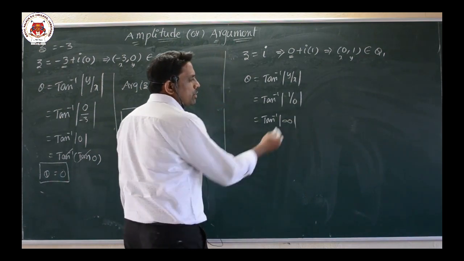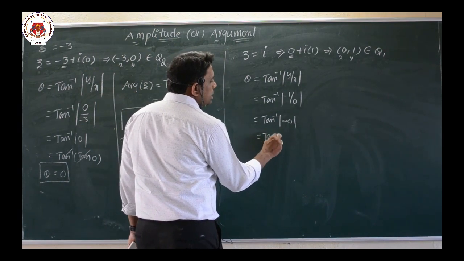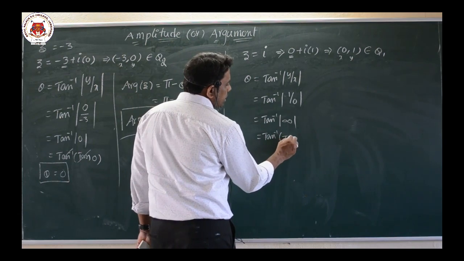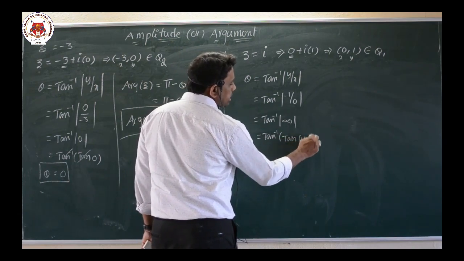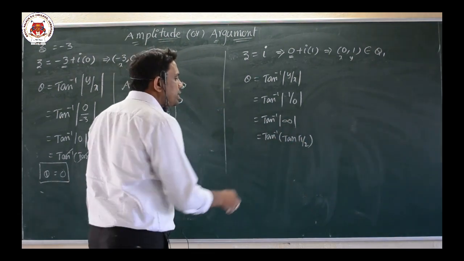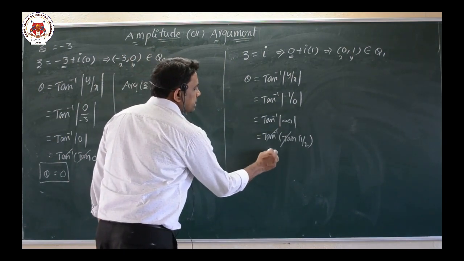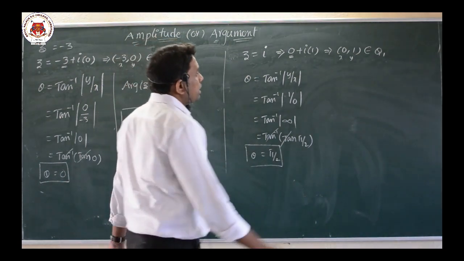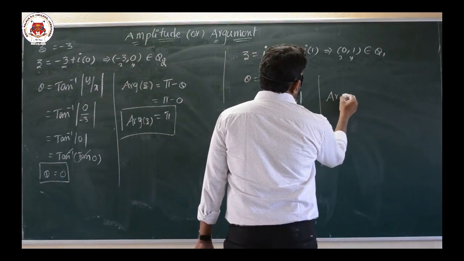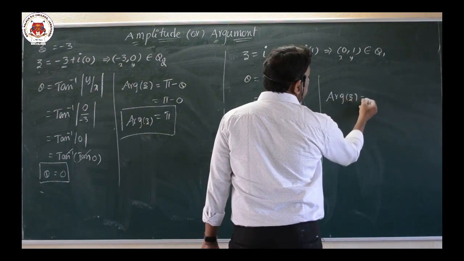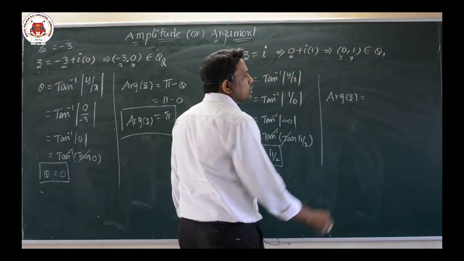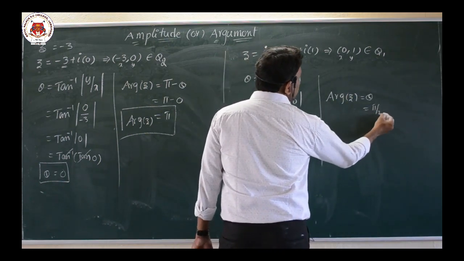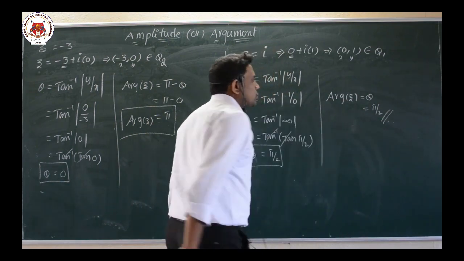Because we do not know the value, tan inverse of infinity: check what is the value of tan that is equal to infinity. It is nothing but tan 90 degrees, and the tan 90 degrees value is infinity. So, tan inverse tan both get cancelled. What is the theta value? Theta equals pi by 2. But I want the argument. The complex number is in the first quadrant, where the argument is theta only. So, the answer is pi by 2.